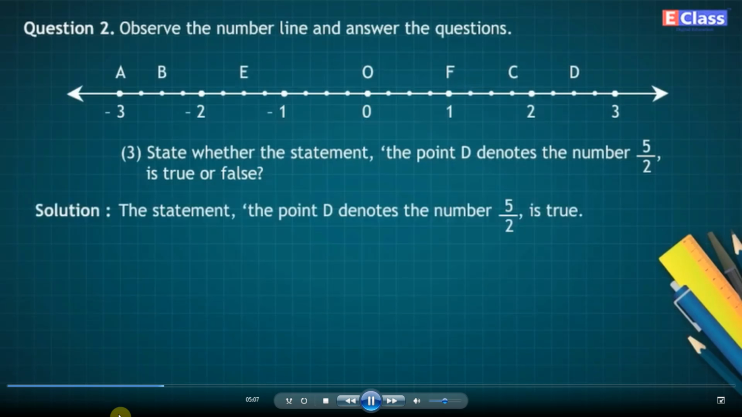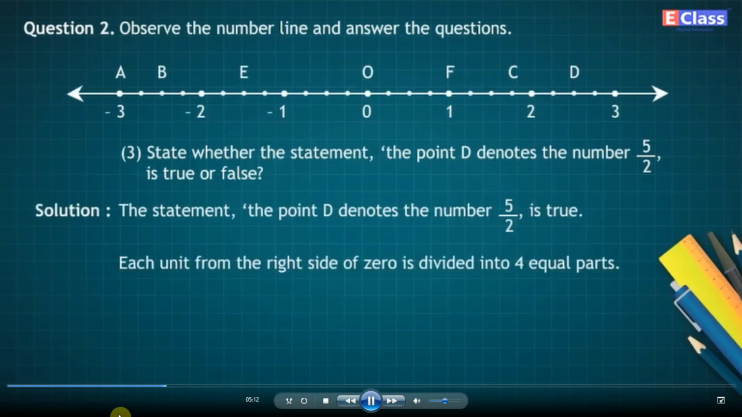Solution. The statement the point D denotes the number 5 by 2 is true. Each unit from the right side of 0 is divided into 4 equal parts. Point D is the 10th point from 0, which is equal to 10 by 4, which is equal to 5 by 2.